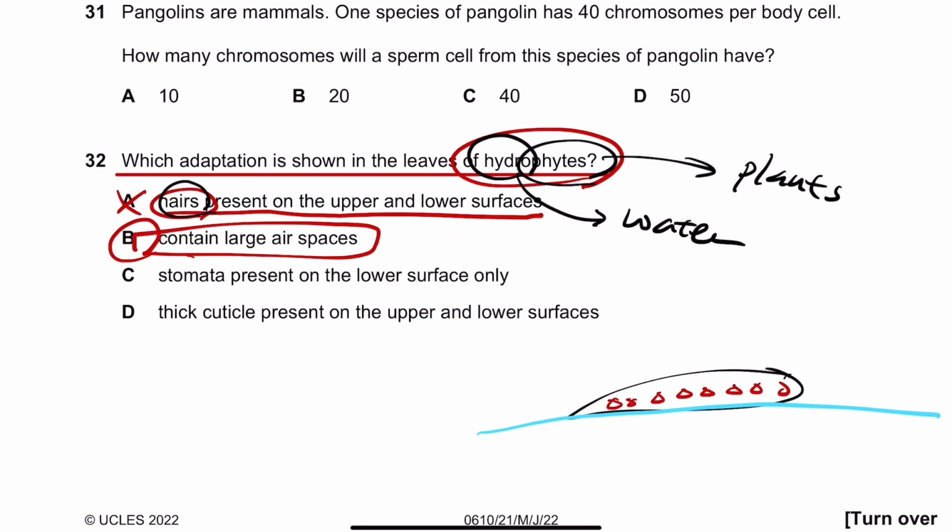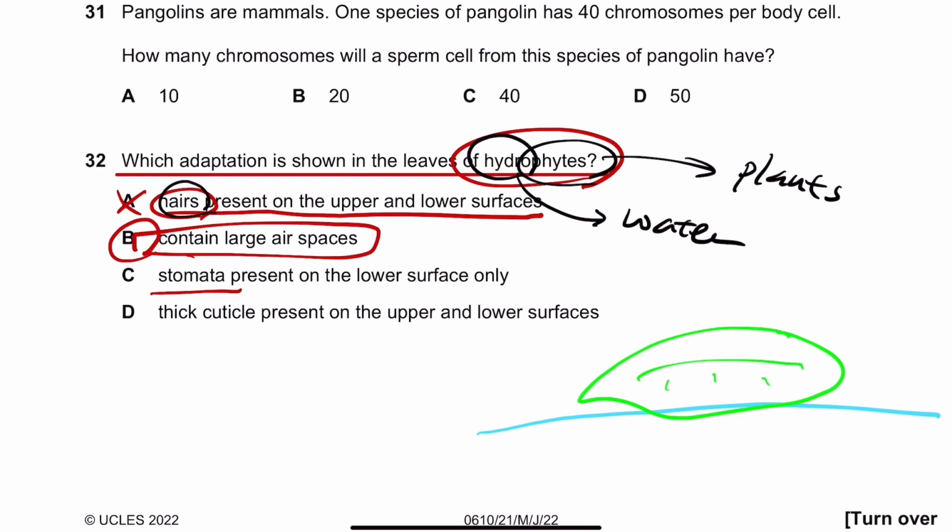C, now the stomata are usually present on the upper surface. Okay. The stomata, the holes or pores, are present on the surface, so that they can do gas exchange much better. If the air spaces are at the bottom, they'll be blocked by the water surface. So C is not the answer.